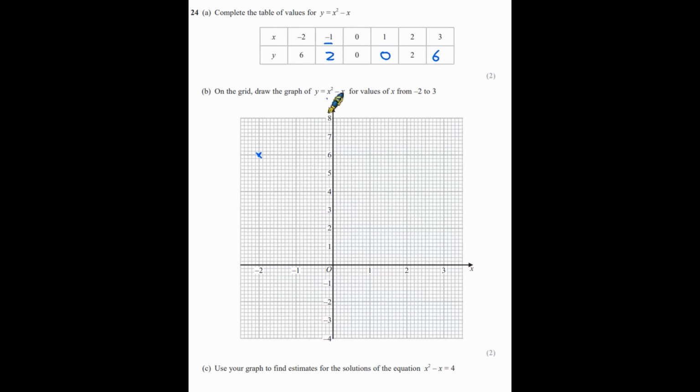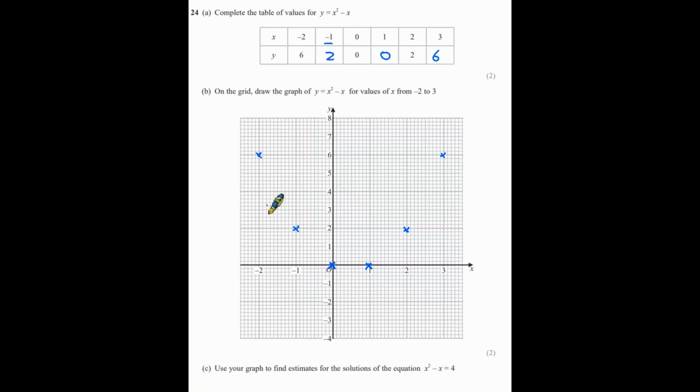We've then got minus 1, 2. So minus 1 and 2. We've got 0 and 0, so that's right on the line there. We've got 1, 0, so that's 1, 0 there. 2, 2 is 2 and 2, which is there. And 3 and 6, which is up here. So we need then to draw the line.